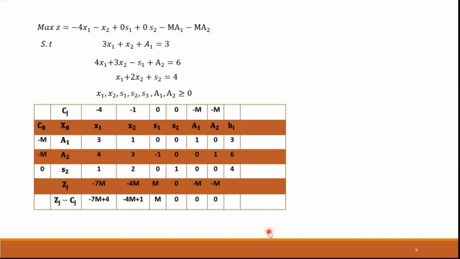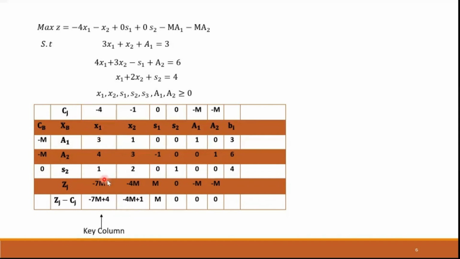Now, the key column. So, which is the key column? Which row, which column is the key column? -7m plus 4 or -4m plus 1. दोनों में से कौन सा बड़ा है? -7m plus 4. Again, I told you, take the value as m is equal to 100 and see which is the most negative. Most negative का मतलब होता है negative sign के बिना जो भी number बड़ा है, that becomes the most negative number. So first column is the key column.